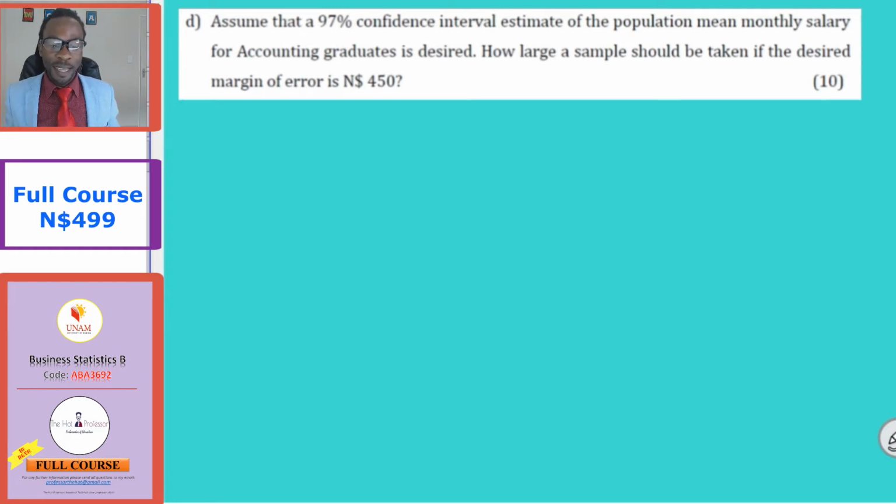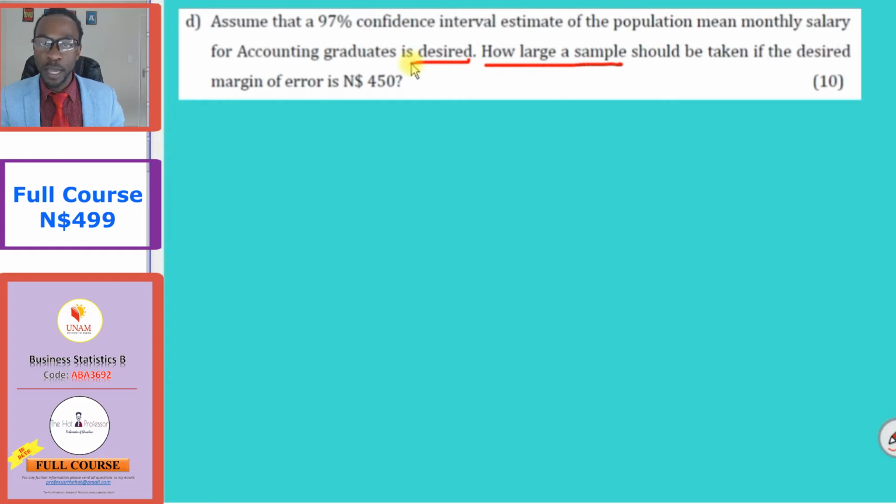Alright, we are told, assume that, that's part D, assume that a 97% confidence interval estimate of the population mean monthly salary for accounting graduates is desired. Alright, so we're given the desired margin of error here. How large a sample should be taken? So we are looking for sample size.